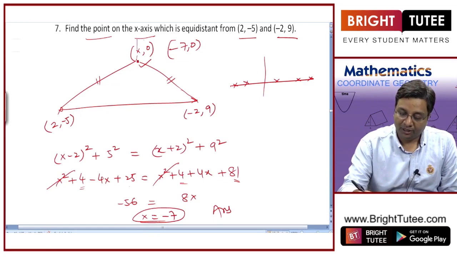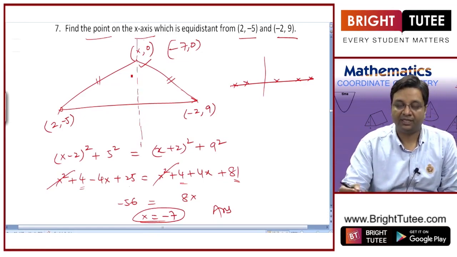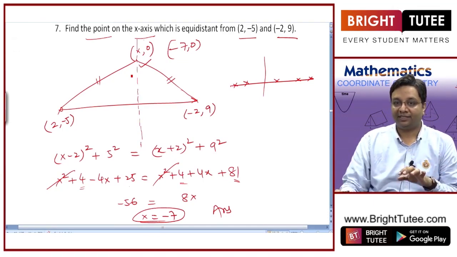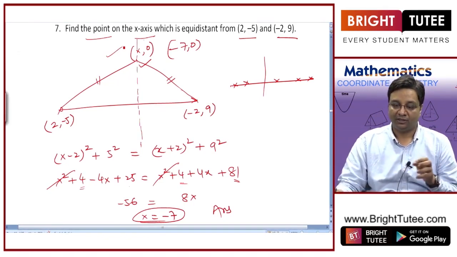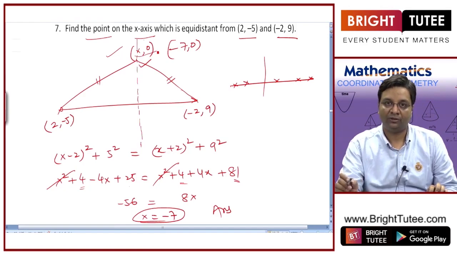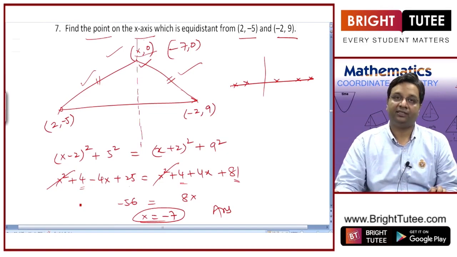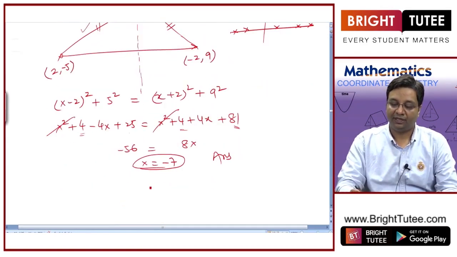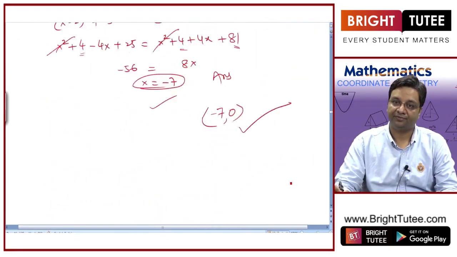There will be a lot of points on this line which are equidistant from these 2 points, but this point lies on the x-axis. So he is talking about a particular point. We have taken that point as (x, 0), then calculated these two distances and equated them, right? Once we equate these distances, we calculate x equal to minus 7. So the point in question is (-7, 0). It lies on the x-axis, right?